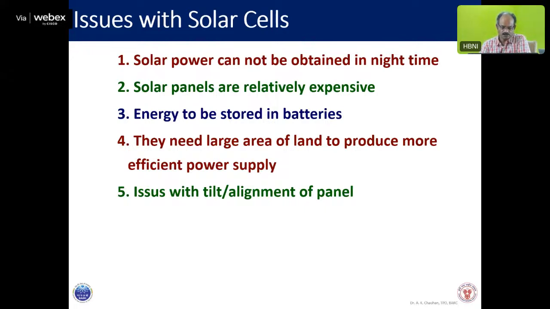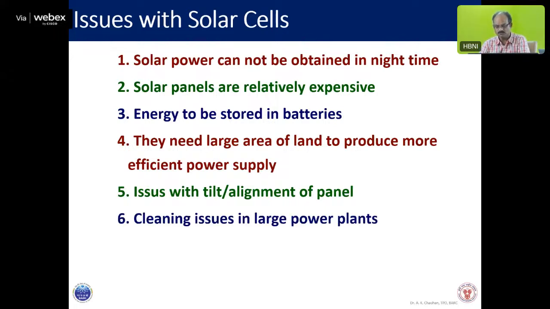Another issue is with the tilt and alignment, because the sun rises in the east and then moves into the west. So the ideal situation would be for your solar panel to face the sun all the time, but that is not possible. So this is also a big issue of alignment of the solar panels. That means you cannot use the entire sun.